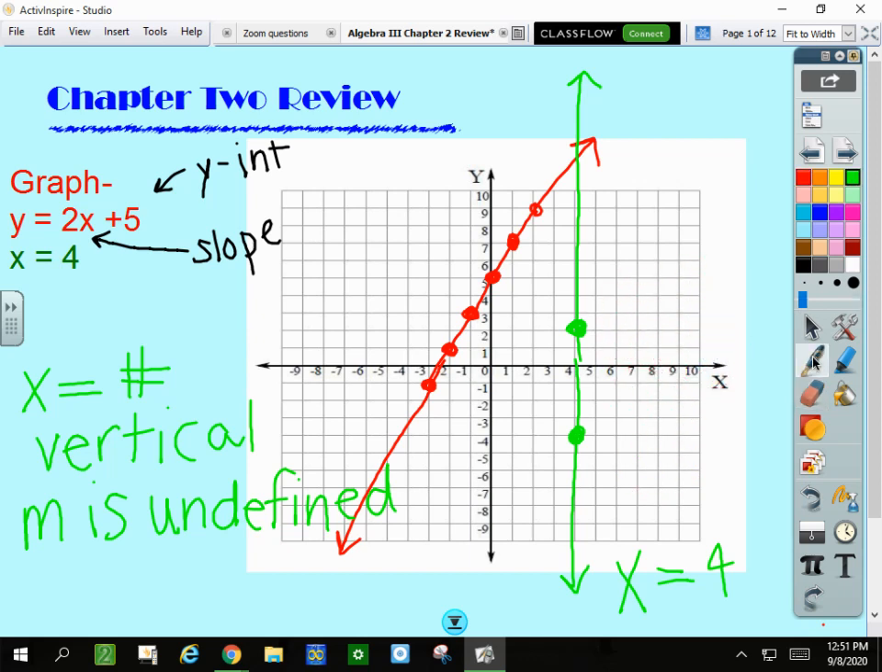That would be the entire domain. We're not going to talk much about domain or range yet, but just to start to even hit on that, the domain is just 4, and the range goes from negative to positive infinity.